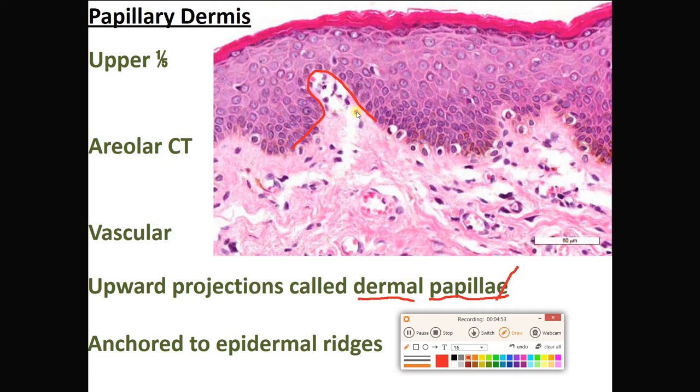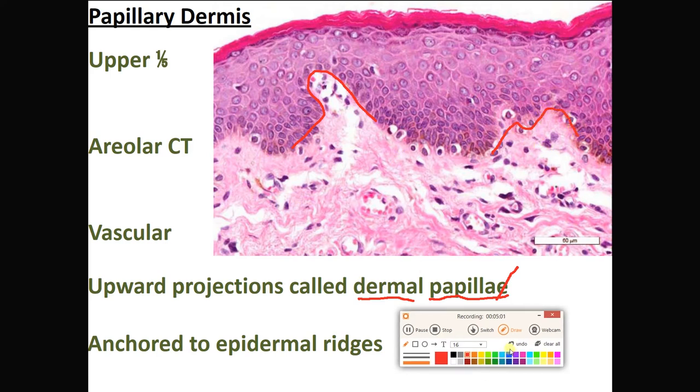But these papillae, these upward projections, they are going to anchor themselves to downward projections of the epidermis. So this part of the epidermis coming down here is called an epidermal ridge. The epidermal ridges are going to interlock with the dermal papillae. That's going to anchor those guys together and provide a strong structural attachment between the dermis and the epidermis so these two layers don't slide too much and don't separate.